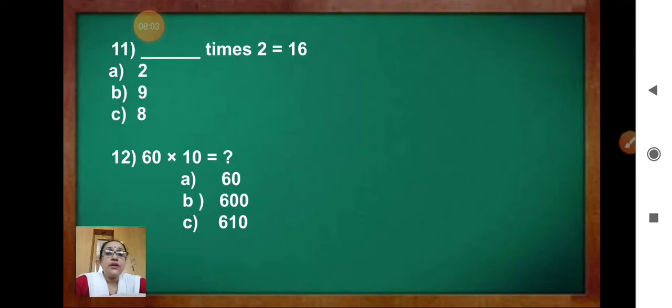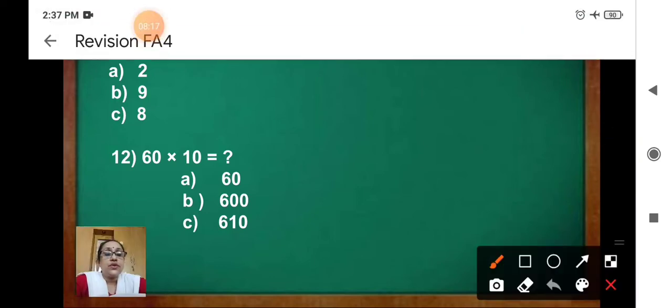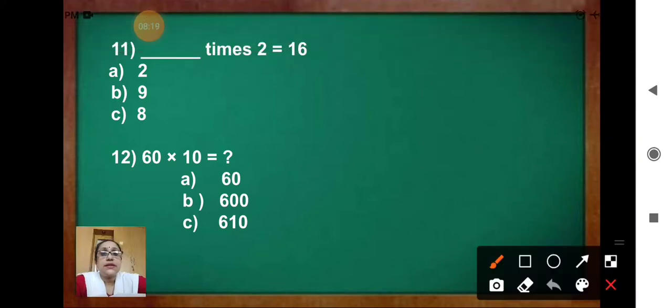Question 11. Dash times 2 equal to 16. A, B, C. Options are given. 2, 9, 8. So the correct answer is 8 times 2 equal to 16.